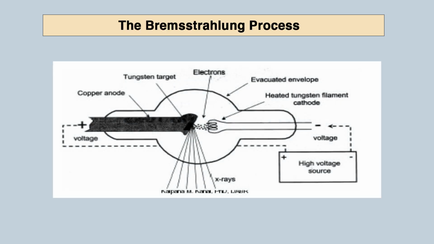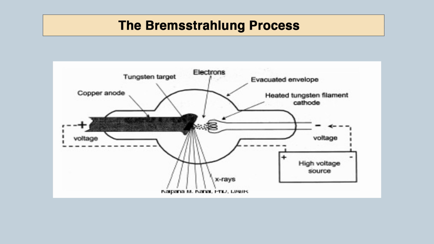Bremsstrahlung, that is the word. It is a German word, which actually means braking radiation. It is a type of electromagnetic radiation produced when a charged particle, typically an electron, is accelerated or decelerated. Here is the detailed explanation of this.